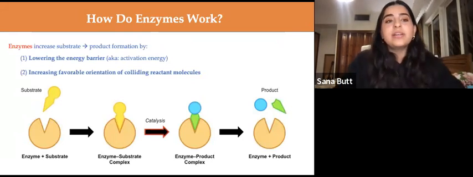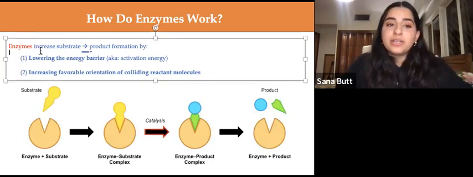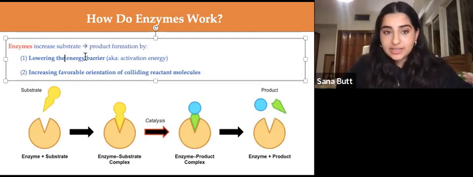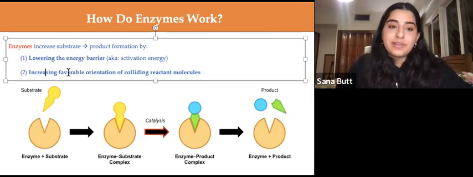So how enzymes work, they do 2 things. One, they increase substrate to product formation by lowering the energy barrier, aka the activation energy, and two, they increase the favorable orientation of colliding reactant molecules.